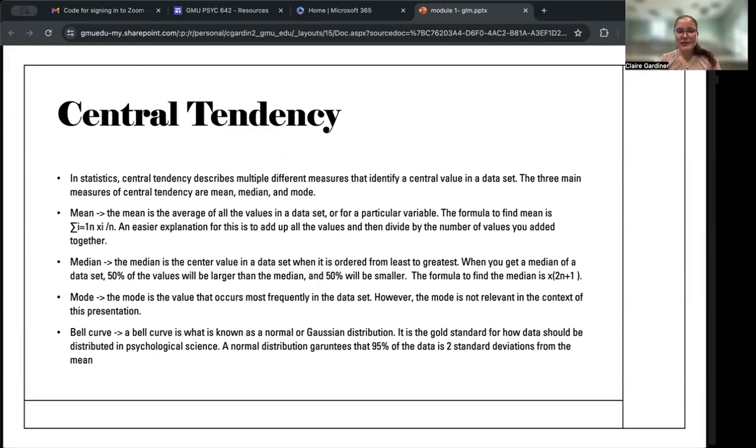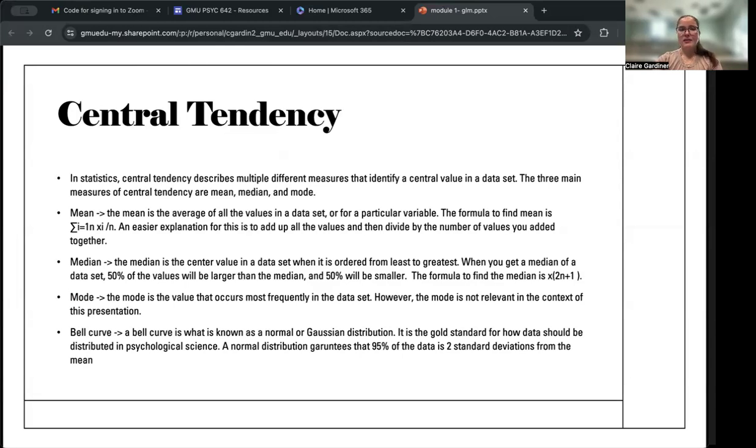And then the mode isn't really important in the context of this presentation, but the mode is another measure of central tendency, and it is the value that occurs most frequently in the data set. So say you had a data set of test scores, and you measured 10 people and 7 of those 10 people scored a 5 on the test. 5 would be your mode because it's the value that occurs most frequently.